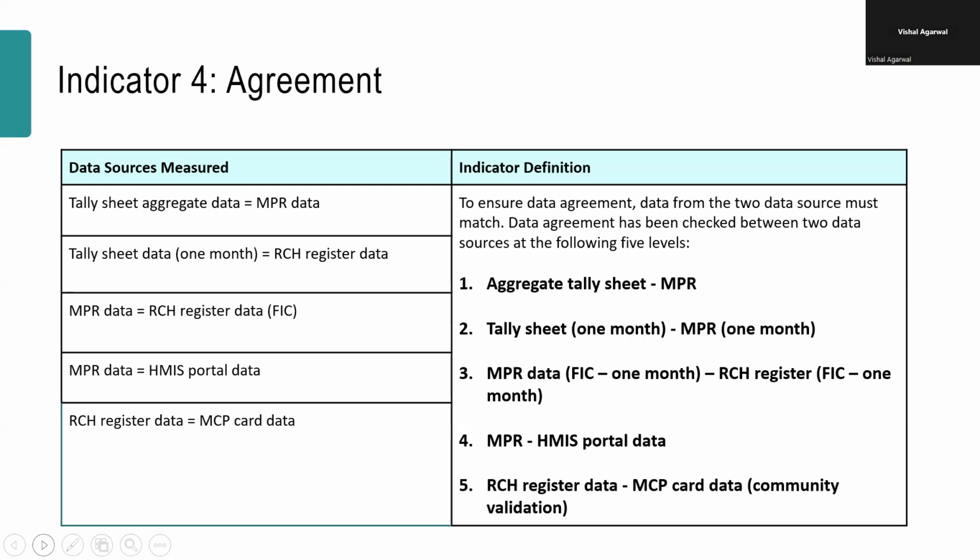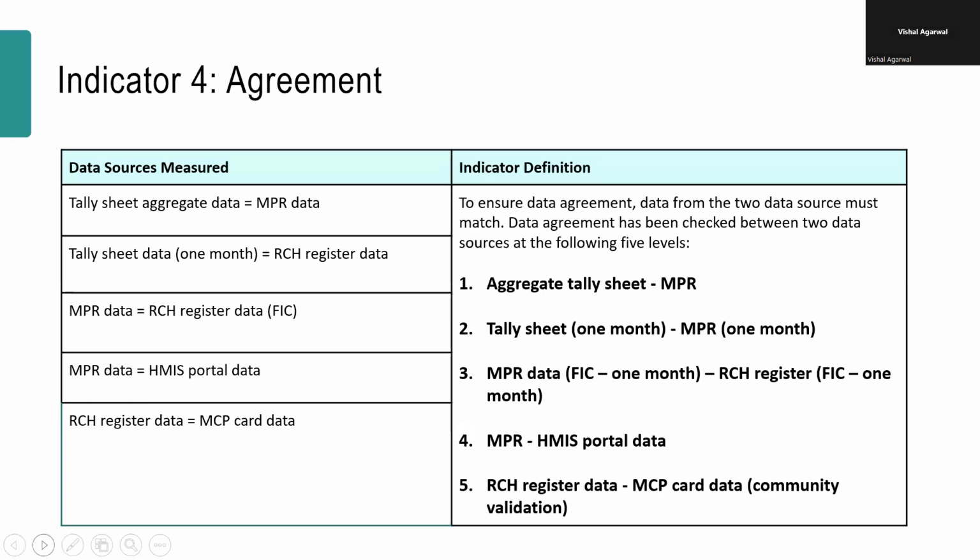The next one is tally sheet data versus RCH register data. In this kind of agreement, we noted all the beneficiaries in a particular month that were reported in the tally sheet. And for the same month, we noted all the beneficiaries vaccinated from the RCH register data. After that data collection, we matched both records to see which beneficiary is available in both sources. For example, if Vishal is vaccinated for BCG in the month of November as per the tally sheet, then Vishal's information should be available in the RCH register data for the same date and the same antigen as well. So this is the agreement we did between tally sheet and RCH register data.